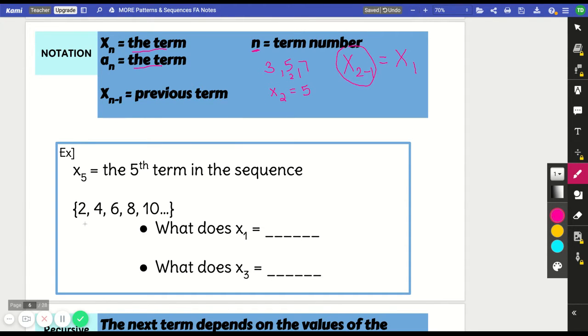Now we have this infinite sequence, 2, 4, 6, 8, and 10. What does x sub 1 equal? That's the first term in the sequence. I look at the first term, so that is 2. What does x sub 3 equal? That's the third term, 1, 2, 3, so that would be 6.